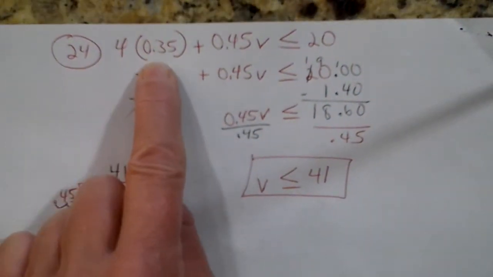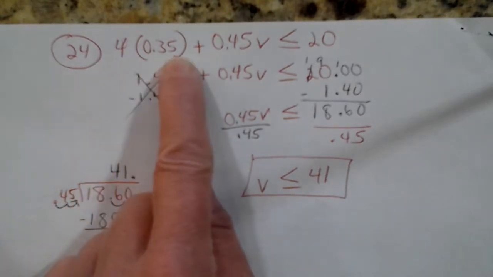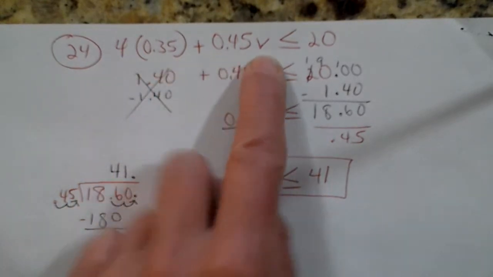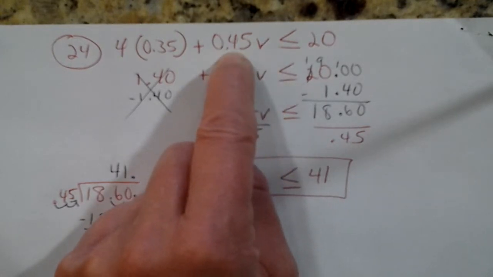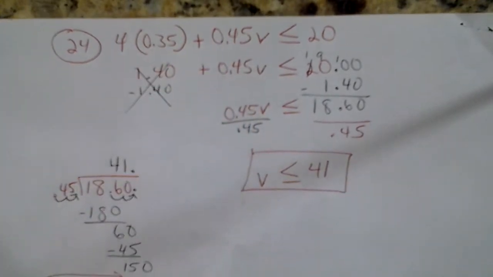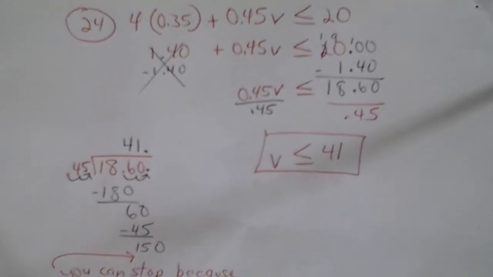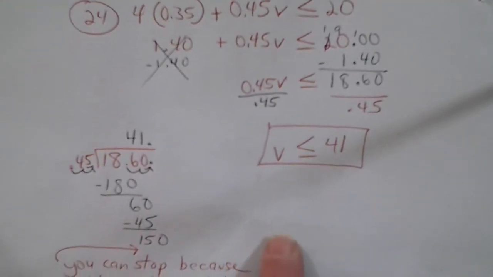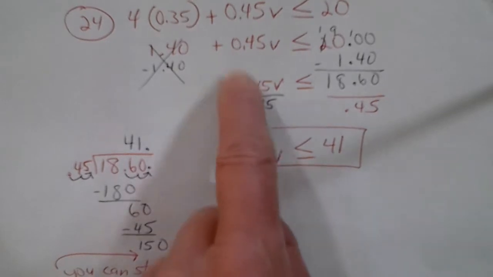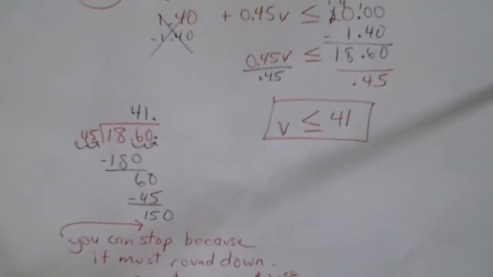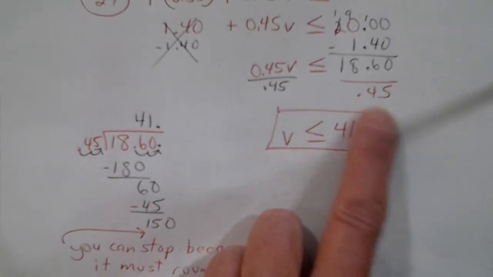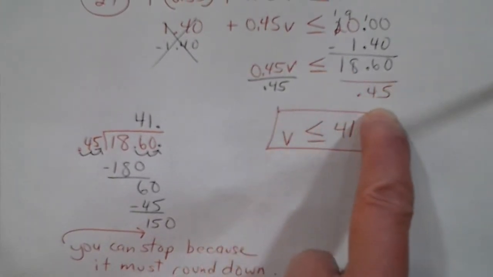Okay, so he bought 4 flower plants. They cost 35, so 4 times 35 is represented here. We don't know how many vegetable plants, so I use V, and they cost 45 each. So, and it all has to be less than or equal to his $20. So, remember, in situations like this, you don't follow your normal rounding rules. Notice, I got down to dividing 1860 by 45 cents.